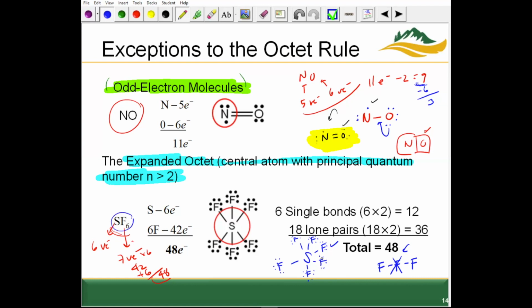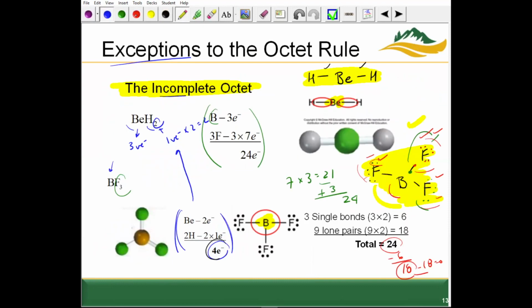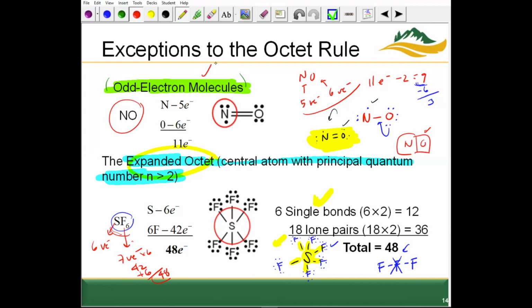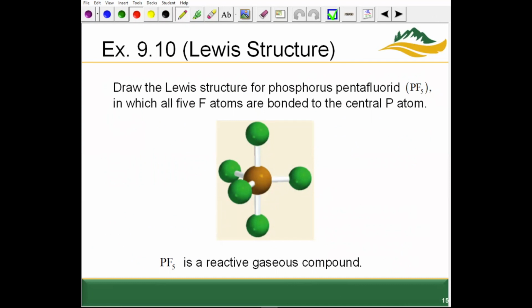Does this sulfur have a happy complete octet? Well, 1, 2, 3, 4, 5, 6, 7, 8, 9, 10, 11, 12 electrons around the central atom. Sulfur is okay with this idea of an expanded octet. Sulfur can have an expanded octet and still be a stable molecule, or be part of a stable molecule. So we can see some incomplete octets, we could see some odd electron molecules, and we can see some expanded octets as well.